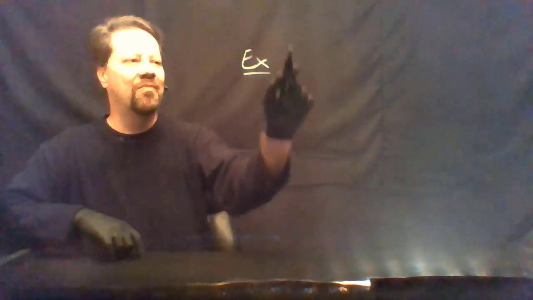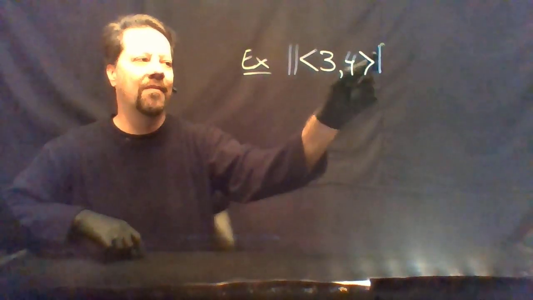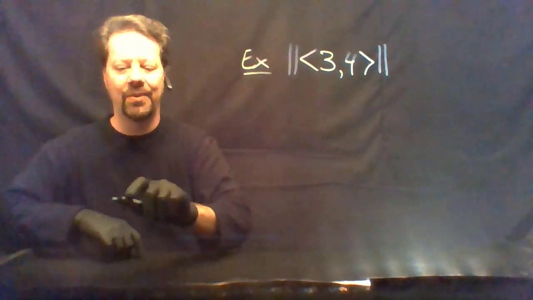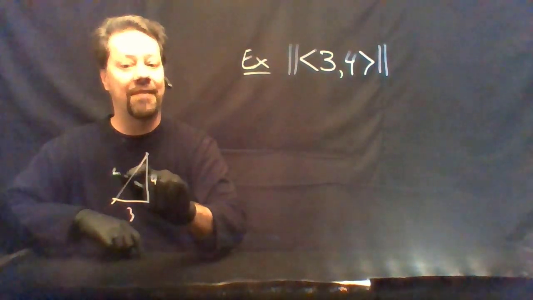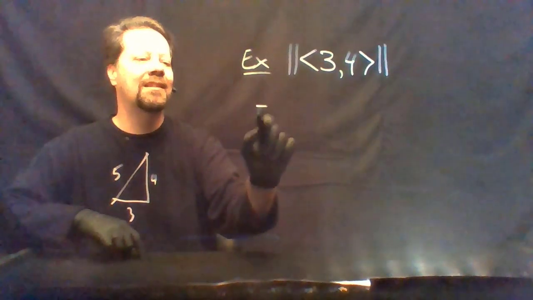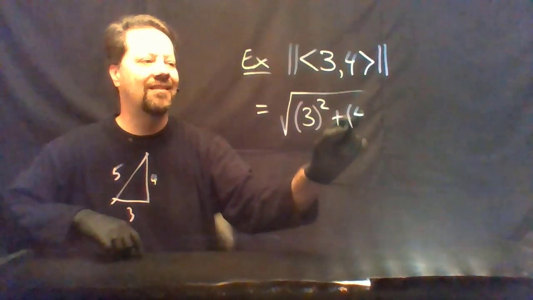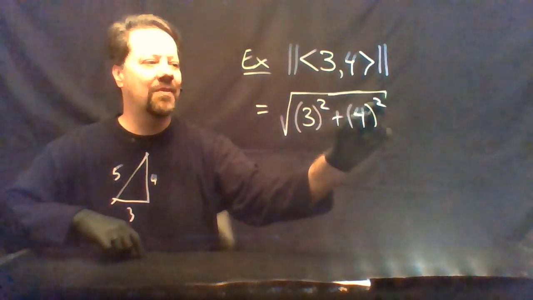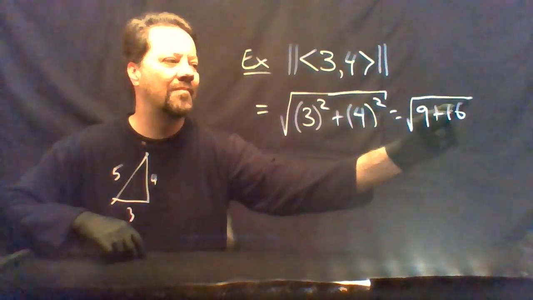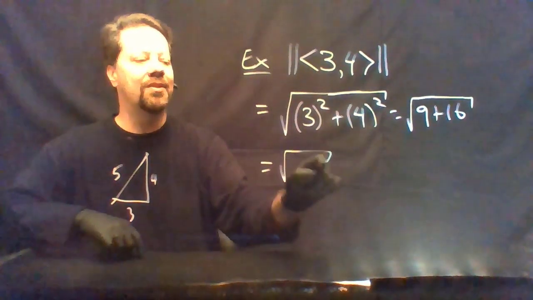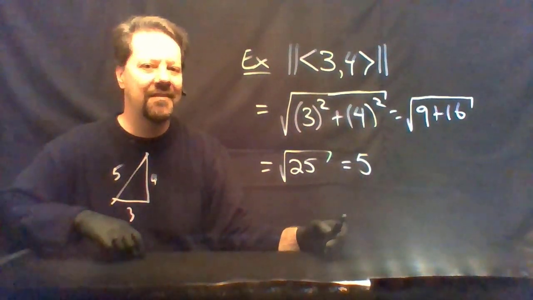Let's do an example. Suppose I'm taking the norm of the vector 3, 4. Well, shoot, 3 over 4 up. Better be 5, 3, 4, 5. It's the square root of 3 squared plus 4 squared. That's the square root of 9 plus 16, which is the square root of 25, or in other words, positive 5.